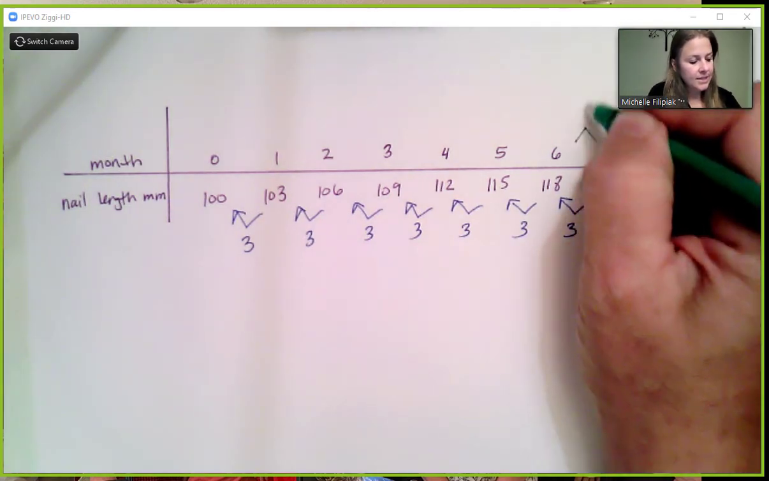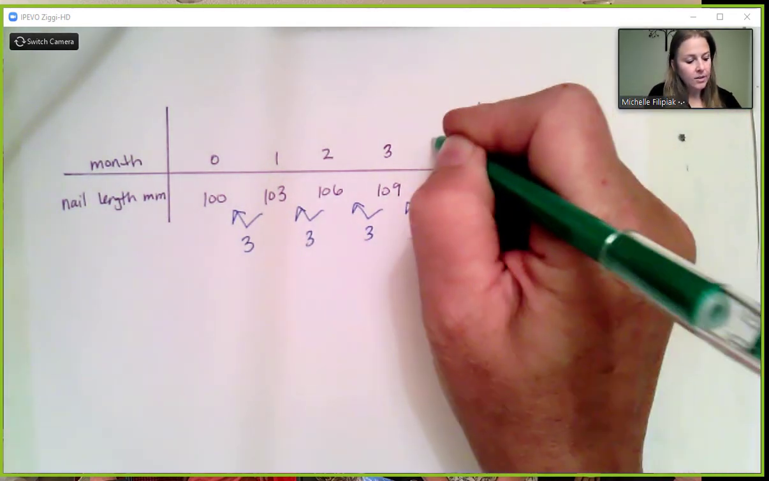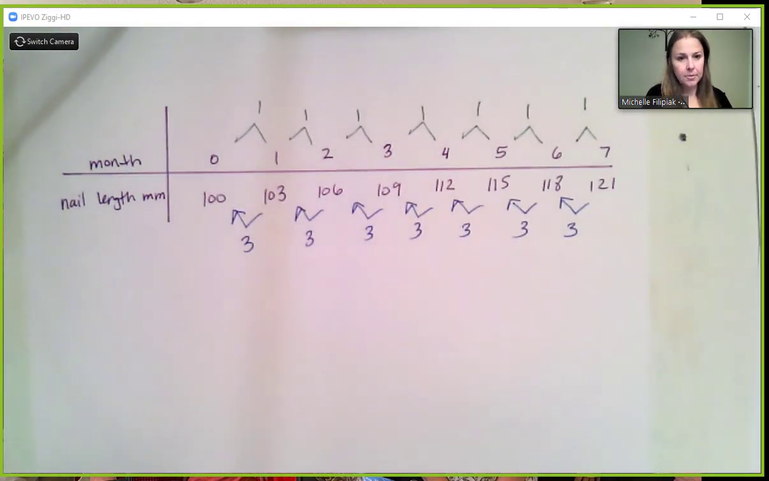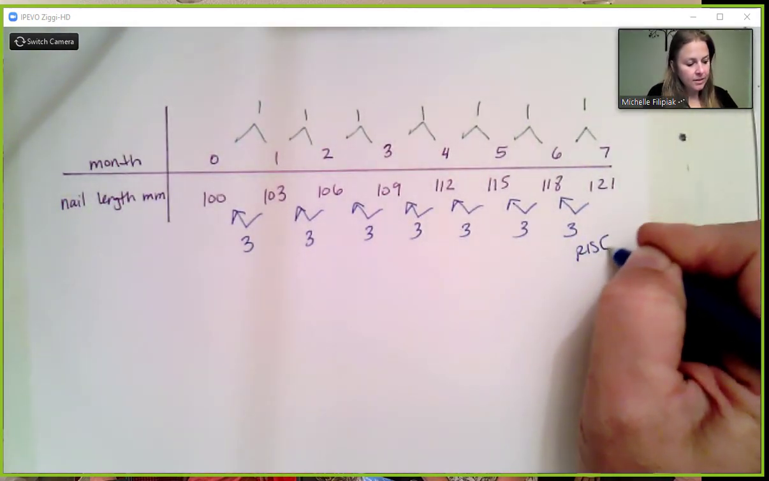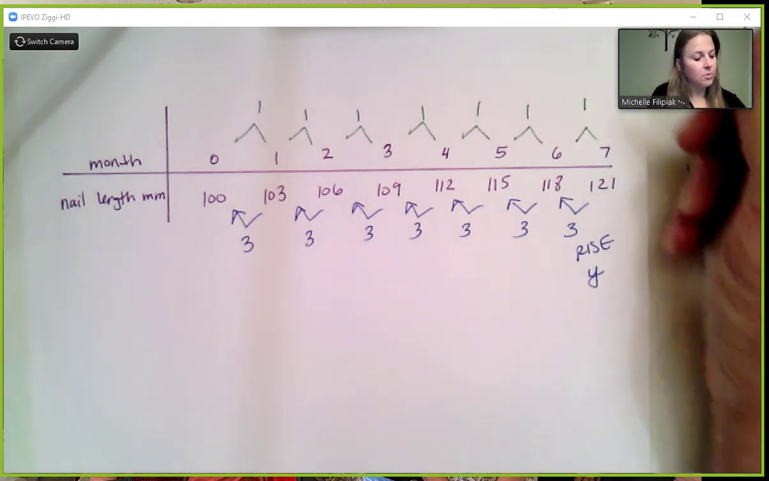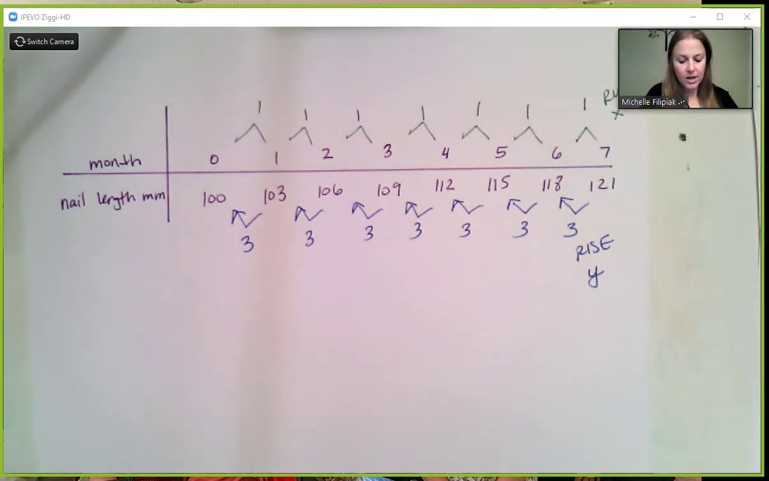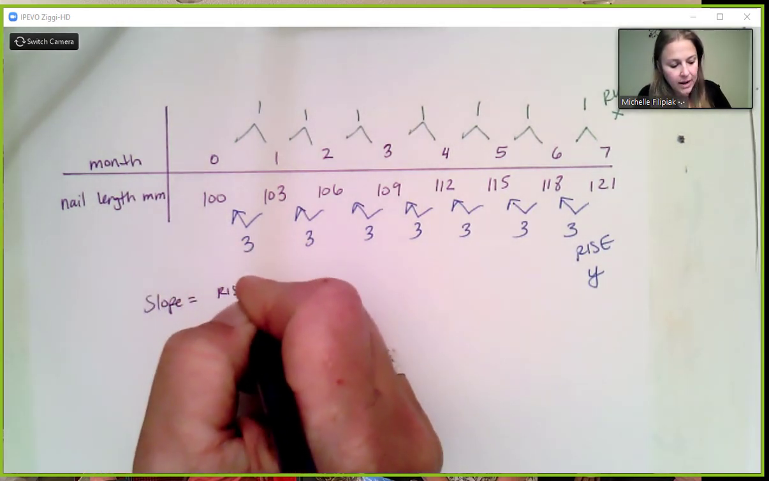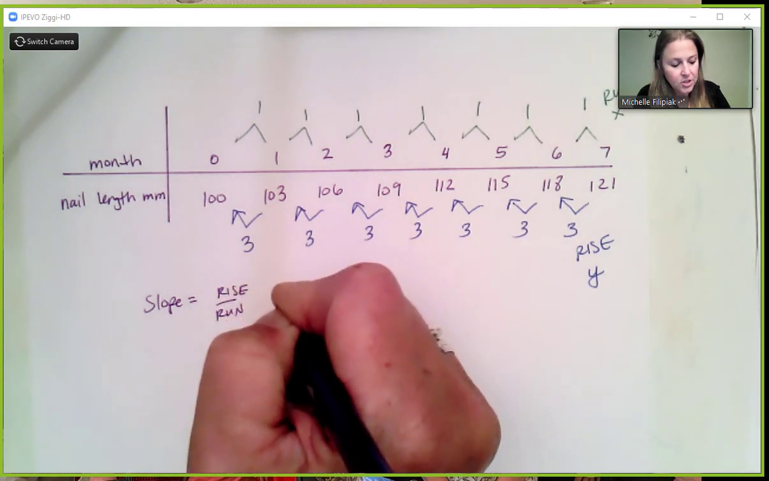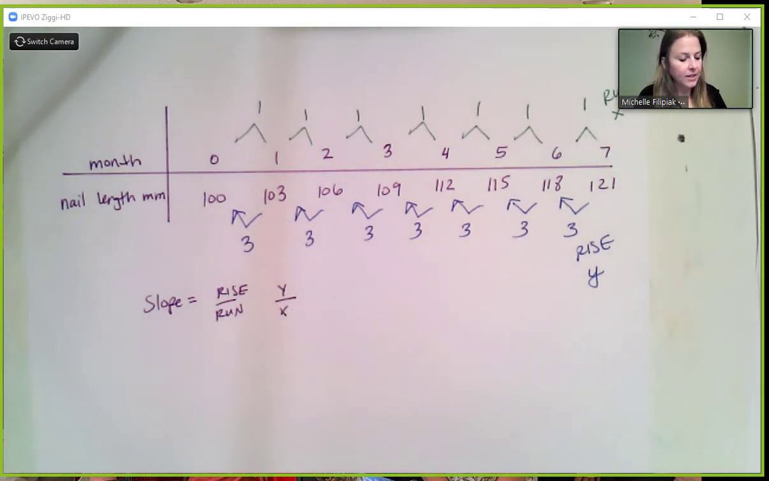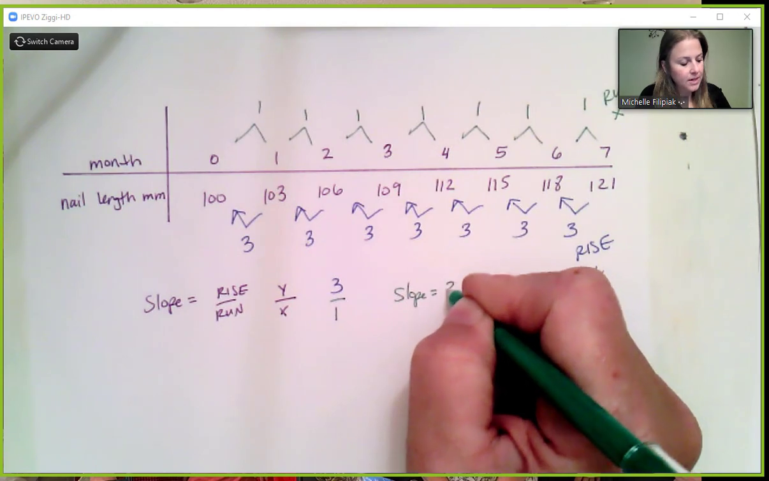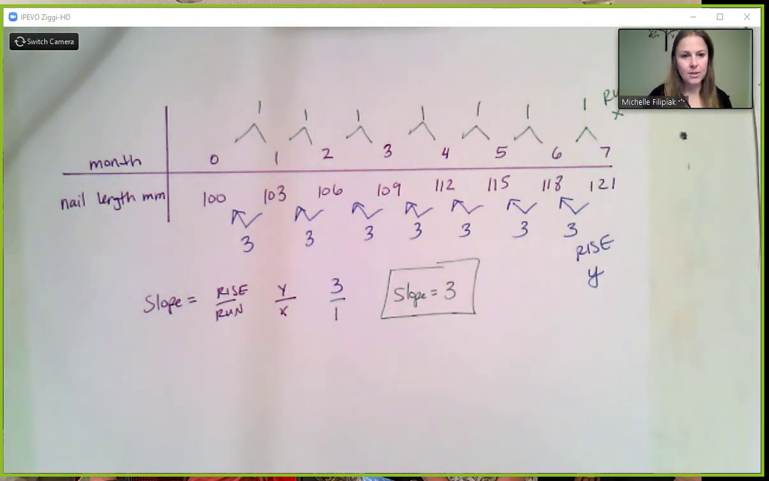In the x's, it's going up by 1, and you need to make sure the x's are going up by 1 if you're just going to look at this number. The rise is your y change, the run is your x change, so when you find slope, remember that is rise over run, so that is the change in y over the change in x, so that is 3 over 1. So the unit rate, the slope, is that a nail grows 3 millimeters per month.